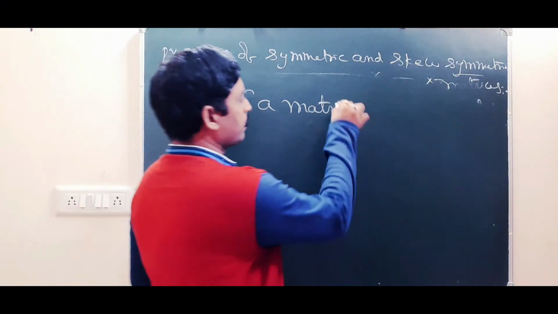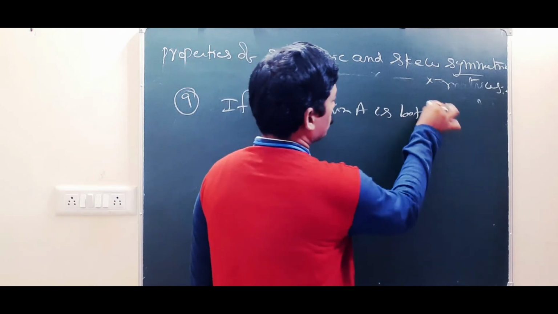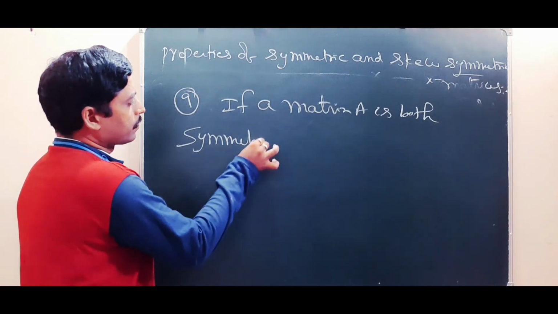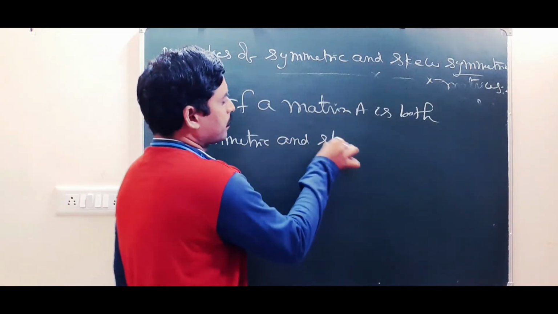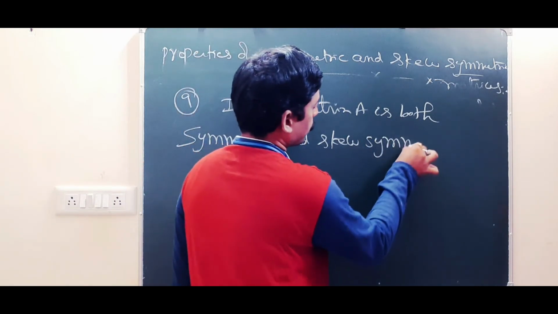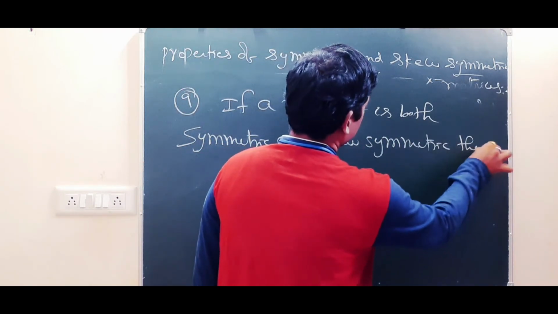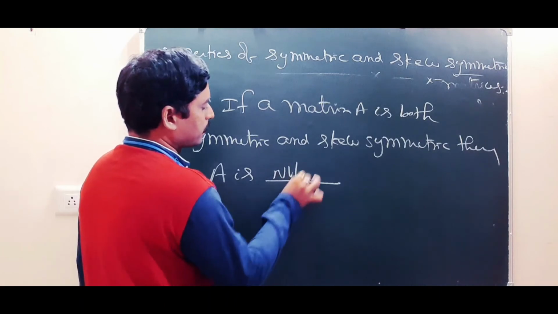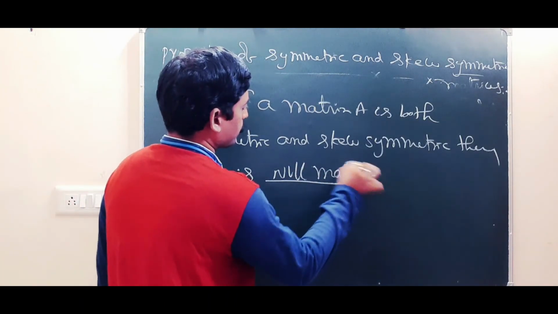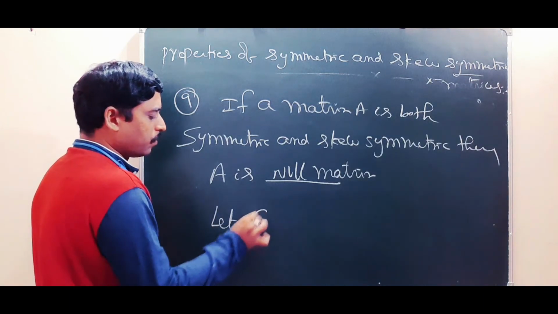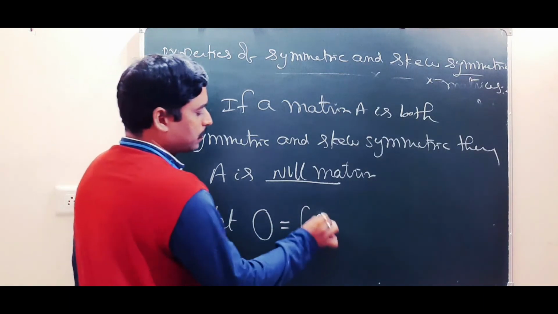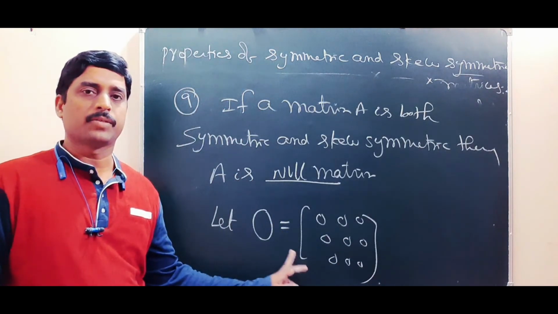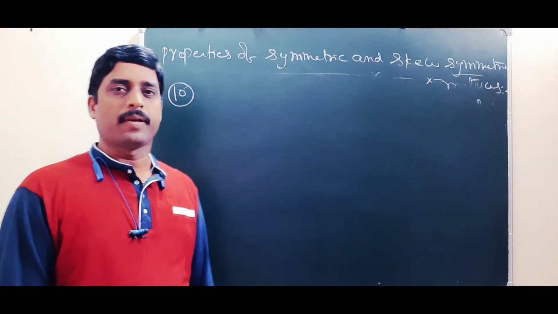If a matrix A is both symmetric and skew symmetric, then A is a null matrix. Okay, the null matrix is denoted by O. So this is 0, 0, 0. This null matrix satisfies both symmetric and skew symmetric. Okay, now explain the 10th point.